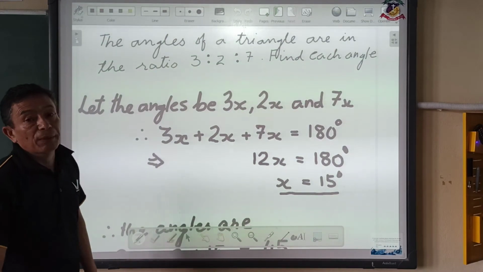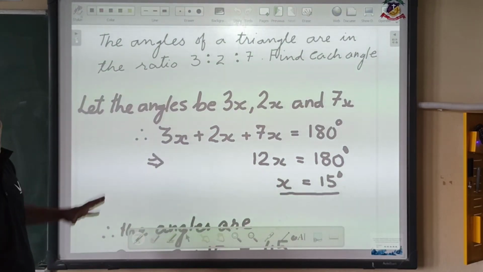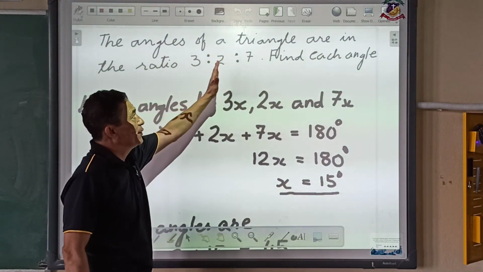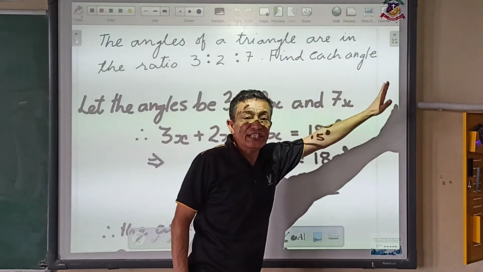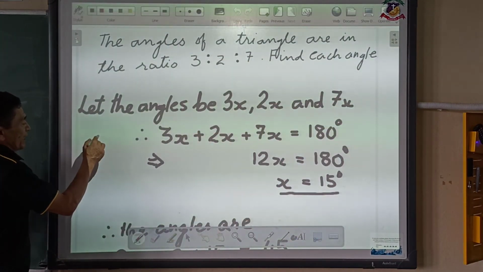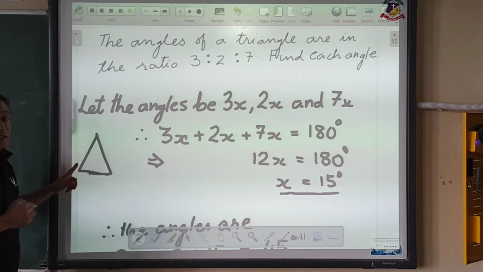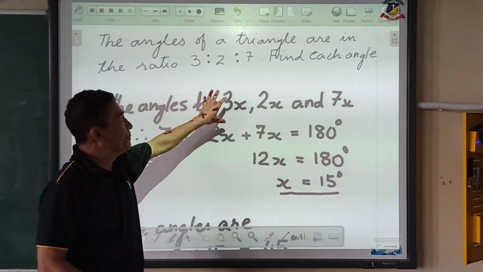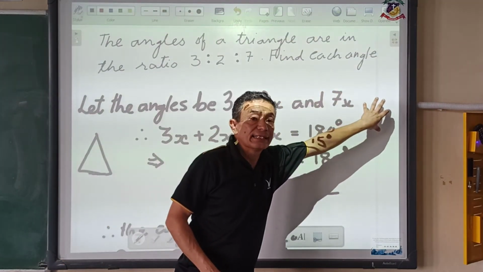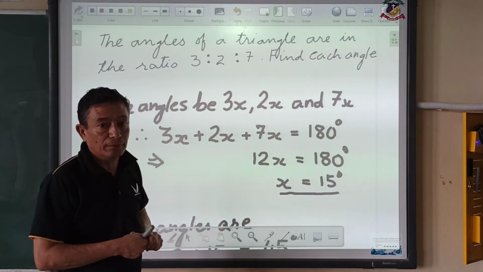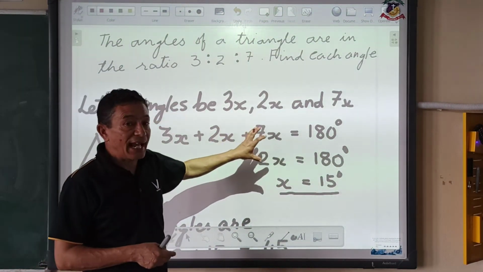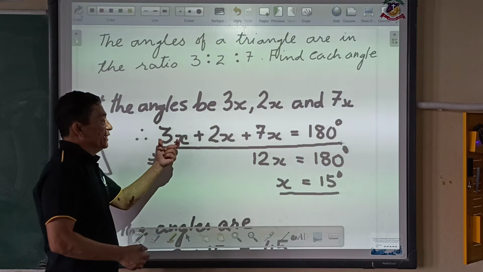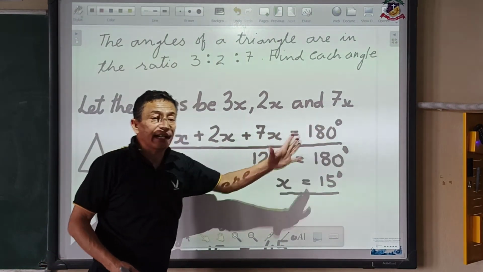Now, I am taking a problem sum based on ratio. The question is, the angles of a triangle are in the ratio 3 is to 2 is to 7. Find each angle. So, we know the three angles of a triangle add up to 180 degrees. So, let the angles be 3x, 2x and 7x. I am taking it in an algebraic manner. When I add the three angles, it is going to give me 180. So, I make this equation here: 3x plus 2x plus 7x gives me 180.